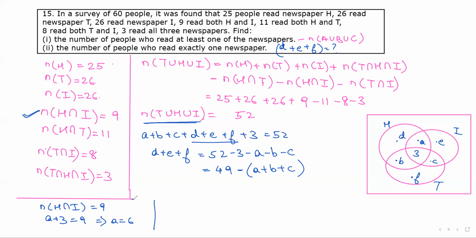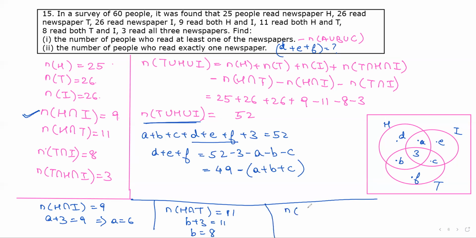Next, n of H intersection T is equal to 11. This is given as B plus 3. Therefore, we can write B as 11 minus 3, which is 8. Next, n of T intersection I is equal to 8. This is C plus 3 from your figure. So C will be equal to 5.